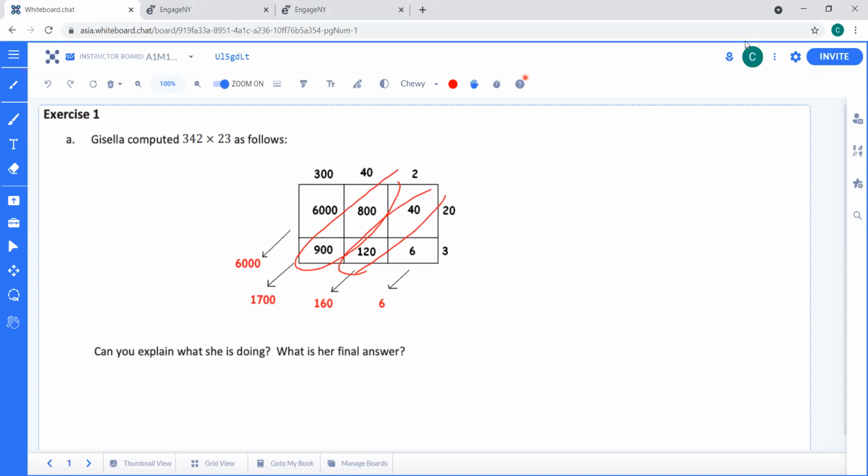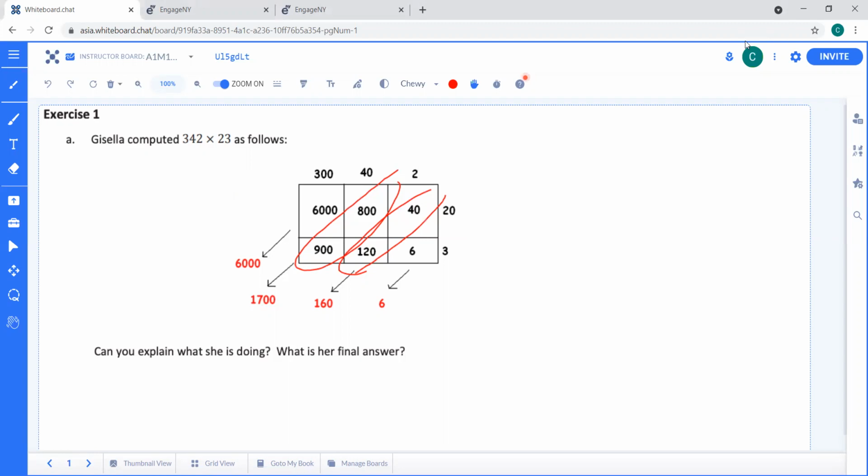You say, well, how can she add 120 to a 40? That's not tens. Well, it's actually 12 tens as per 120. So that's how you can do that. Can you explain what she's doing? Well, that's what I kind of just did. She just multiplied all the place values by each other and then combined like terms.